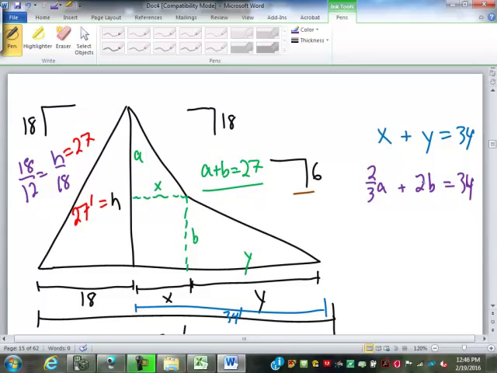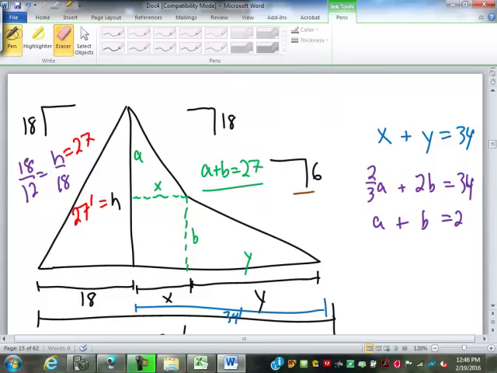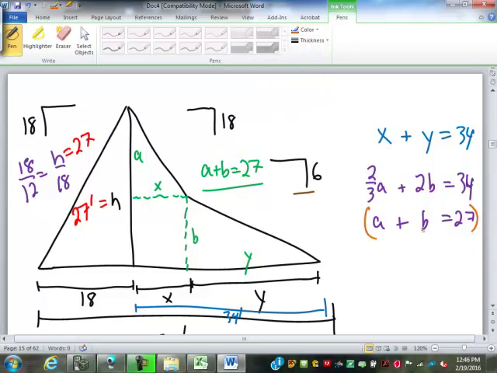So now I have 2/3 a plus 2b equals 34, and I have a plus b equals 27, sorry, thank you. Now, watch your mouths, guys. I'm going to multiply this bottom equation by negative 2, so I'm going to get negative 2a plus negative 2b equals negative 54. Top equation is going to stay the same. 2/3 a plus 2b equals 34.